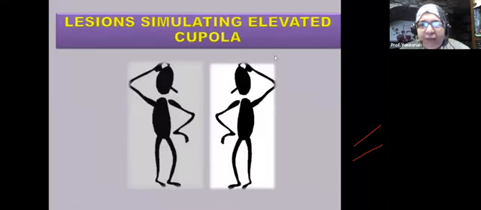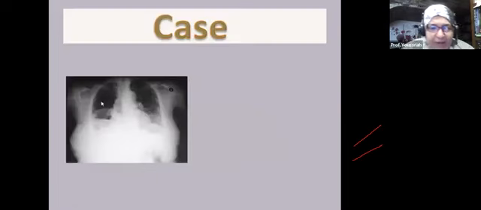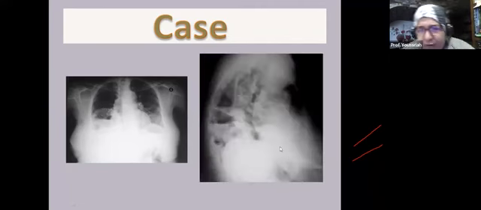Then we have lesions simulating an elevated cupula. We have here, is this an elevated cupula with fluid below? No, the curvilinear uppermost part of the lesion is very thin. And if we do a lateral chest X-ray, we will see the lesion posteriorly, and actually we can see multiple fluid levels. And this is a loculated hydropneumothorax.